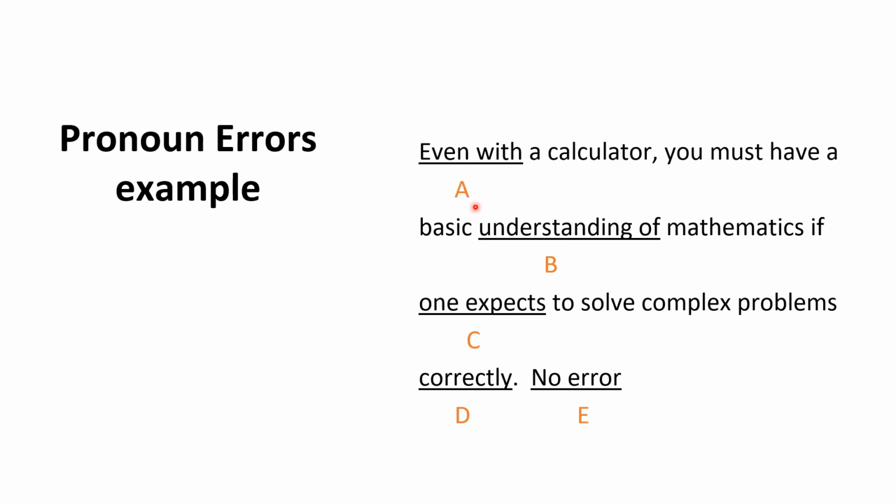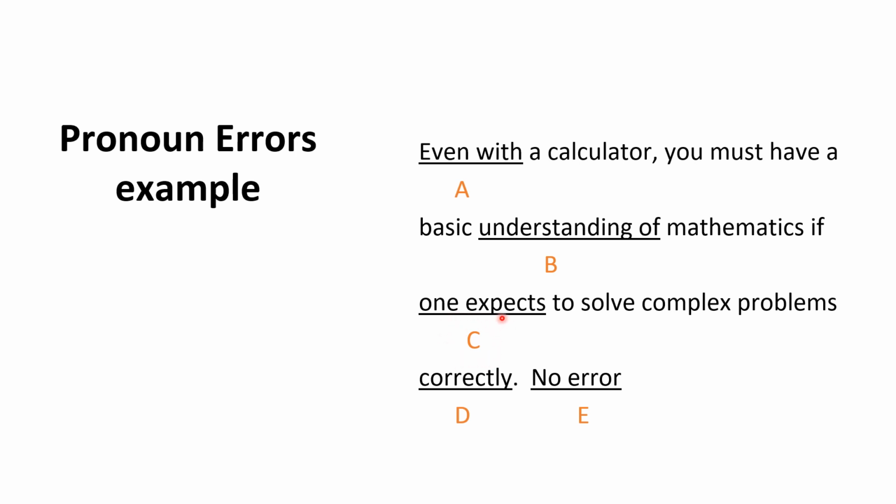Next, even with a calculator, you must have a basic understanding of mathematics if one expects to solve complex problems correctly. You have here a clue of what the error is. So is this a pronoun? No. Is this a pronoun? No. Does this contain a pronoun? Yes. What is the pronoun? One. So since this is an example pointing at an error in the usage of a pronoun, this is your answer. Do you know why this is wrong?